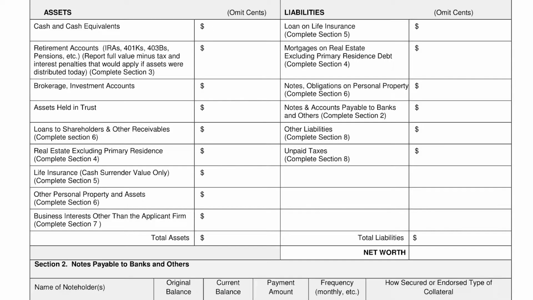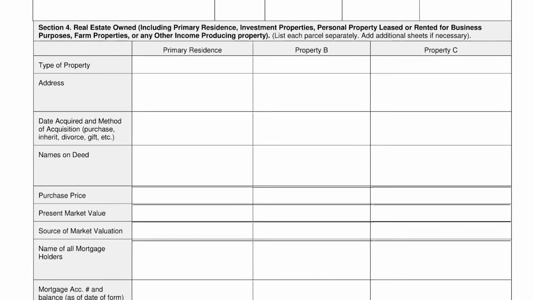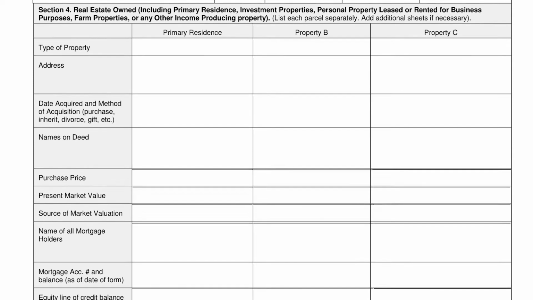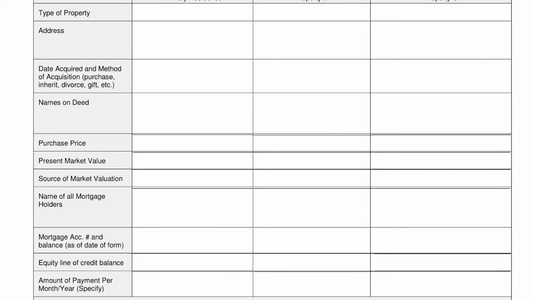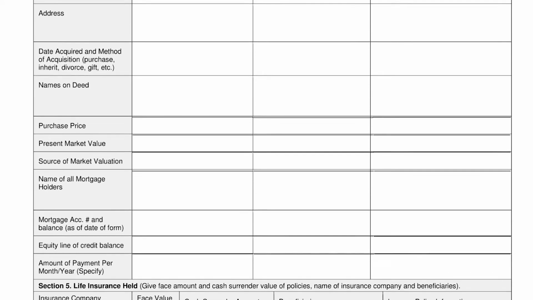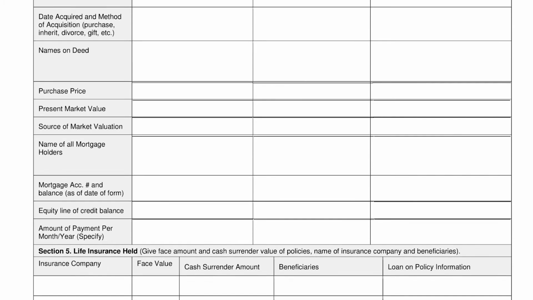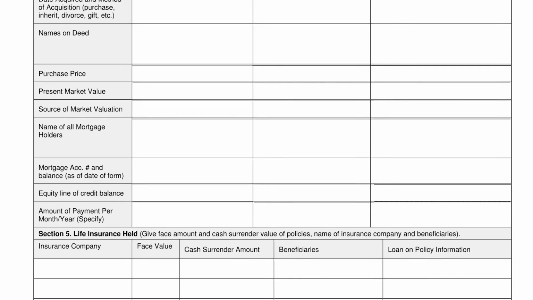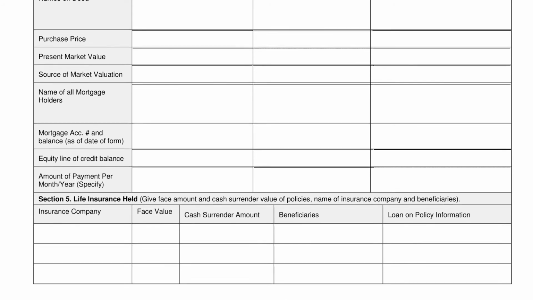Real estate. The total value of real estate, excluding your primary residence, should be listed on page 1. In Section 4 on page 2, please list your primary residence in column 1, including the address, method of acquisition, date acquired, name or names on deed, purchase price, present fair market value, source of market valuation, names of all mortgage holders, mortgage account number and balance, equity line of credit balance, and amount of payment.